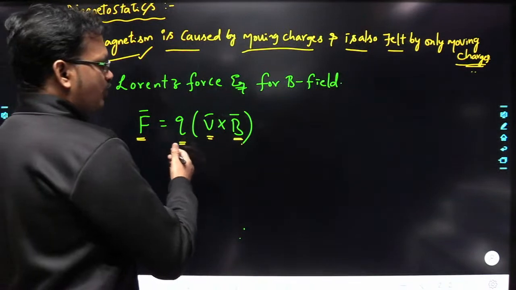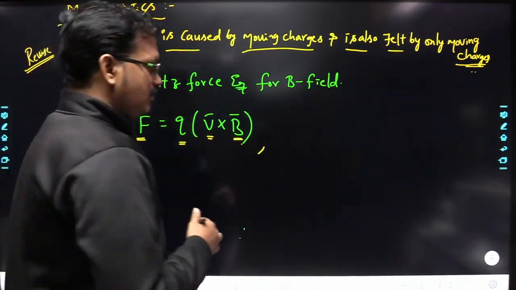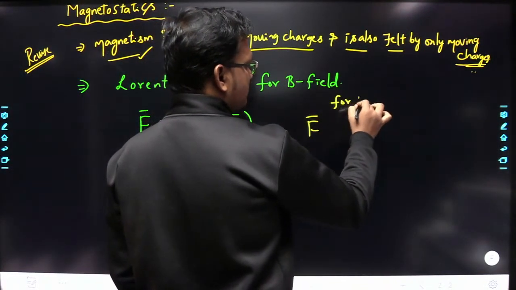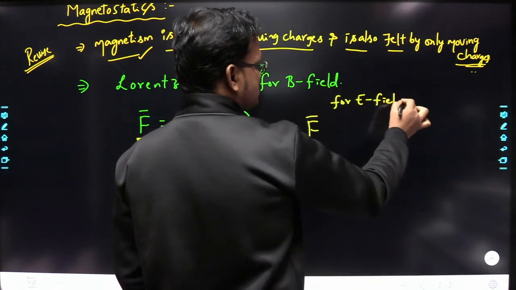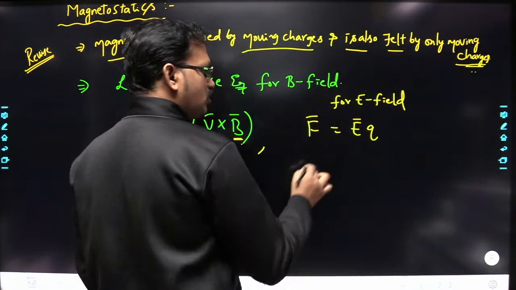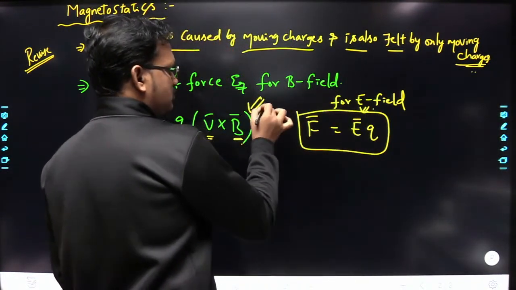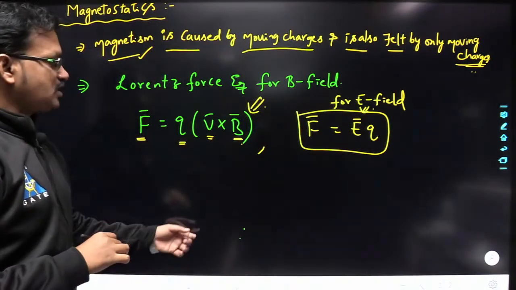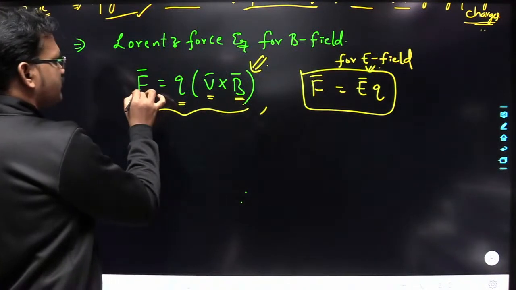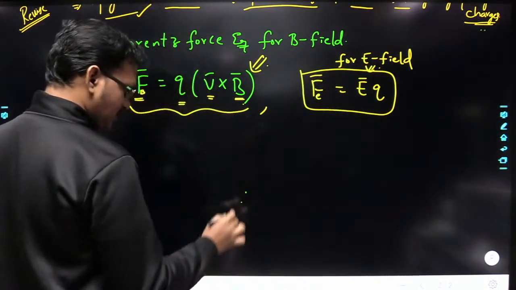So F is equal to Q into V cross B is the Lorentz force equation for the B field, whereas for the electric field, the Lorentz force equation is F bar is equal to E bar into Q. This is for the electric field and this is for the magnetic field. Based on this, I have represented here with the subscript B and here with E.